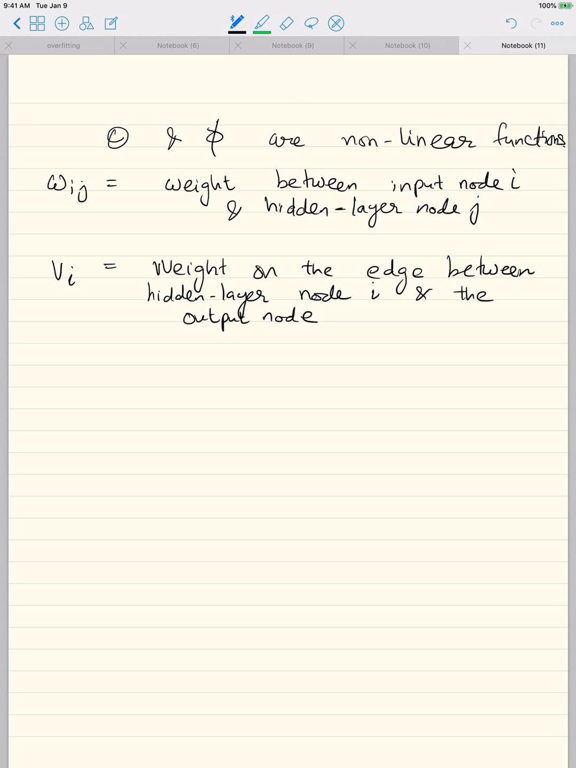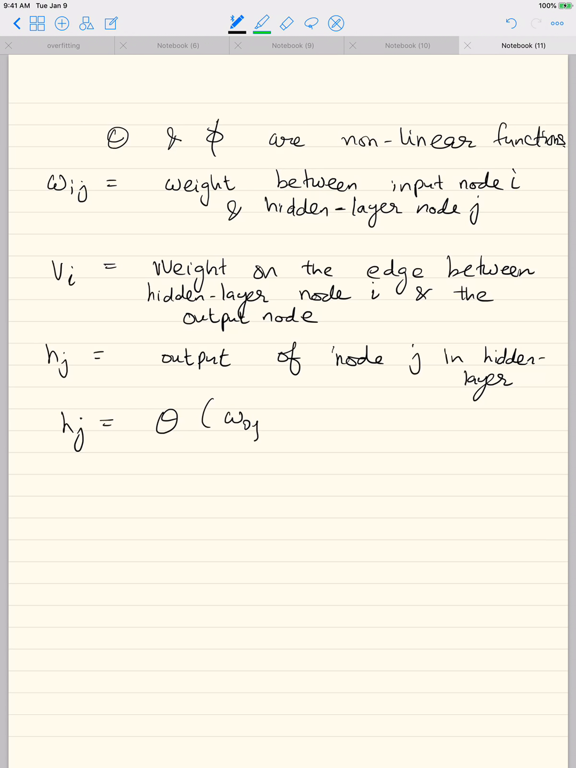So the output of Hj is the output of node j in hidden layer. And so we can represent Hj as theta of W0j plus the summation of i going from 1 to D of Wij times xi.